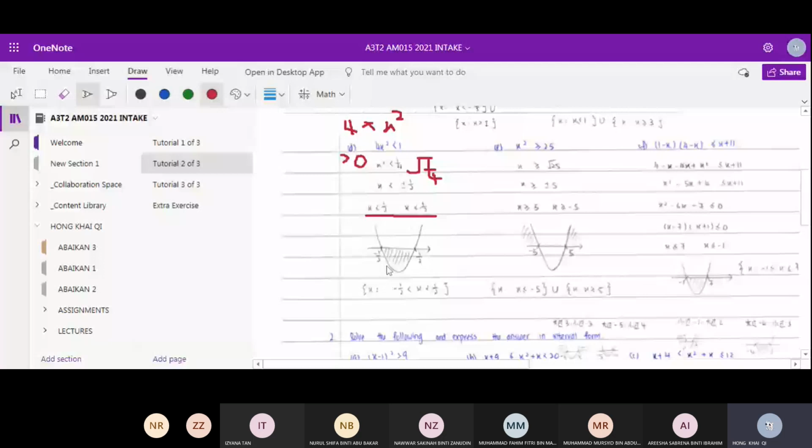So the answer is x is between negative 1 over 2 and positive 1 over 2.